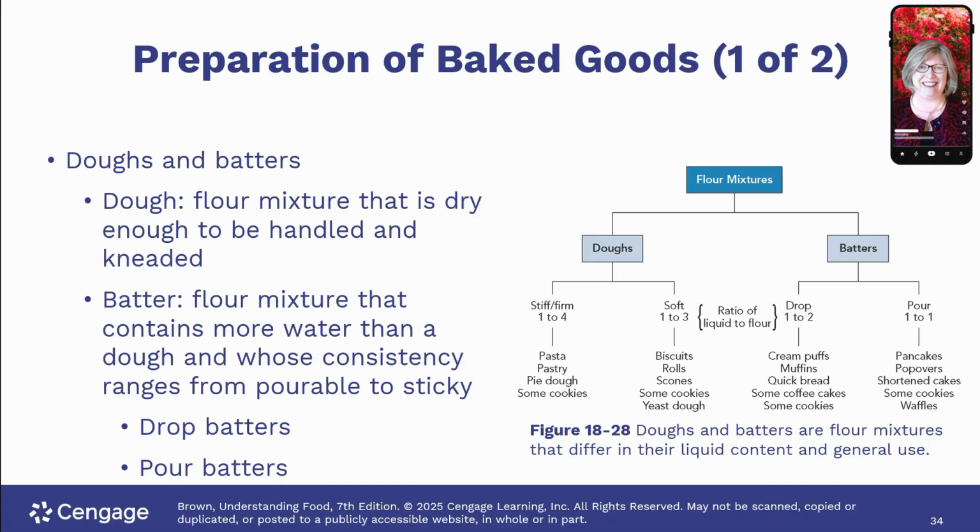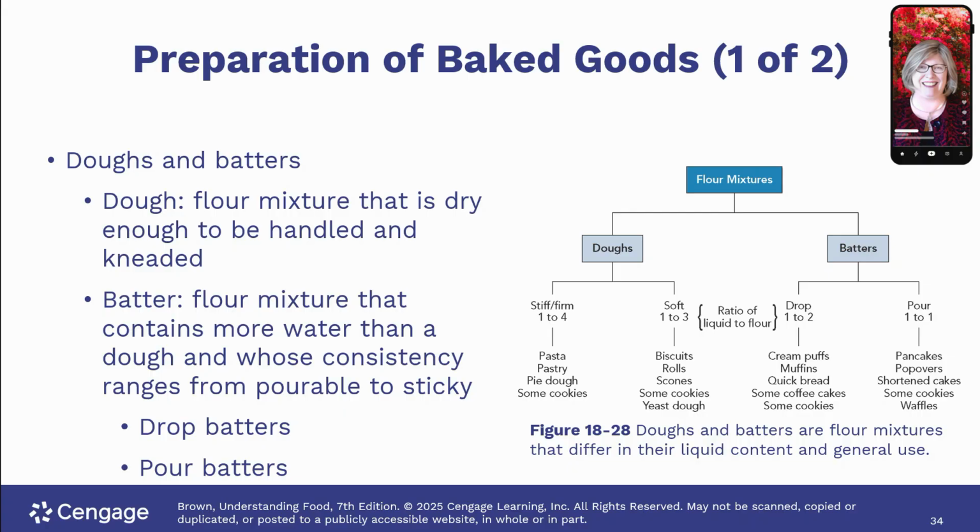Again, all of this is classic food science information that you're expected to know. A dough is a flour mixture that is dry enough to be handled and kneaded. You saw an example of that. Batters are flour mixtures that contain more water than a dough and whose consistency ranges from pourable to sticky.